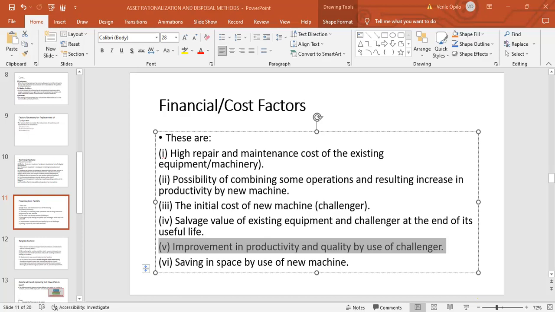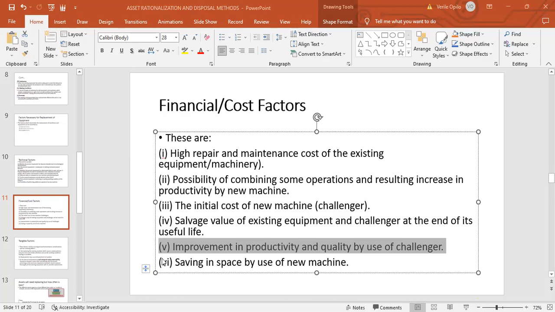If sales revenue increases, then it means that the profitability of the business is going to increase in the long run. So that is another factor that you just need to consider.